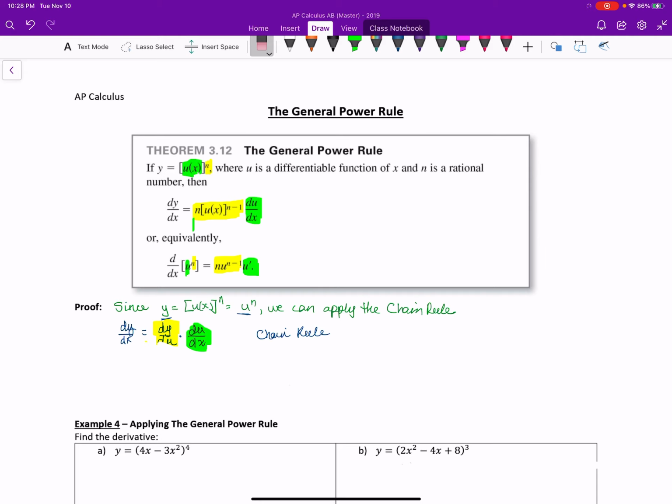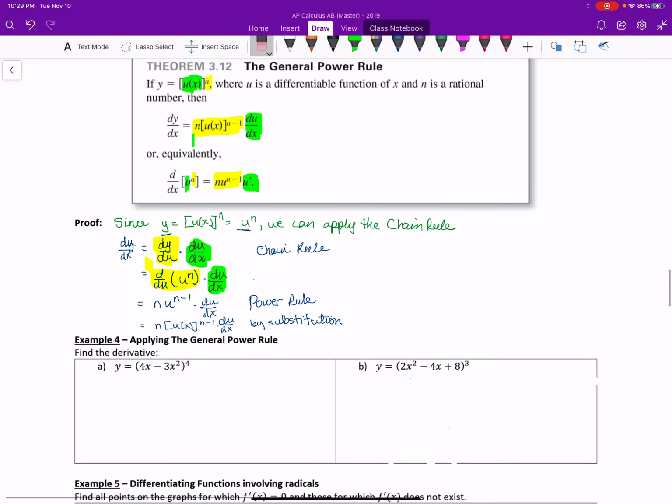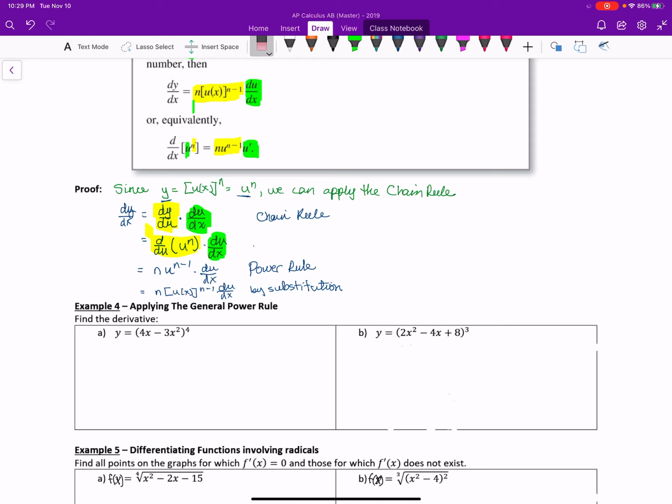Now, I'm just going to substitute in then the pieces that I know. I'm going to take the derivative of u to the n with respect to u, that's the outer function, and du dx is u prime, that's the inner function, that's the piece we already need, so that part is fine. And then I'm just going to use the power rule to get n times u to the n minus 1. And essentially, we have what we needed to prove. I can use a bit of substitution to get the other forms, but the general power rule just means do the power rule for the outer function and then multiply by the derivative of the inner function.